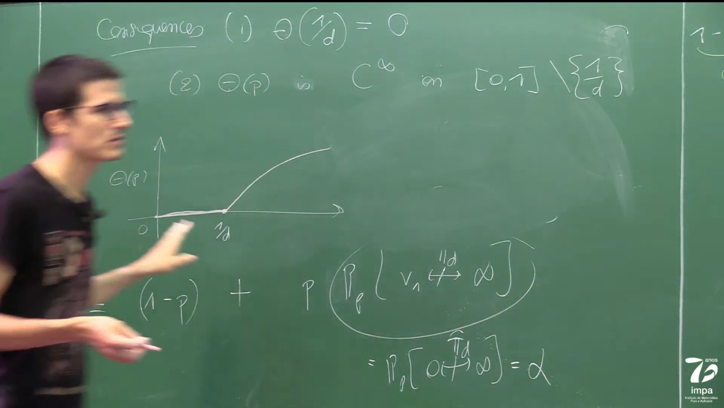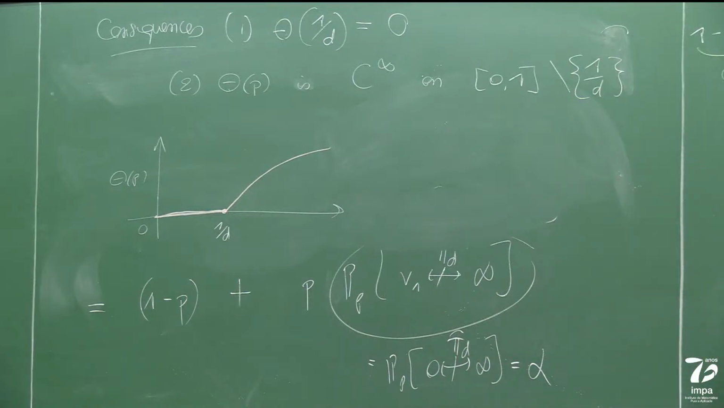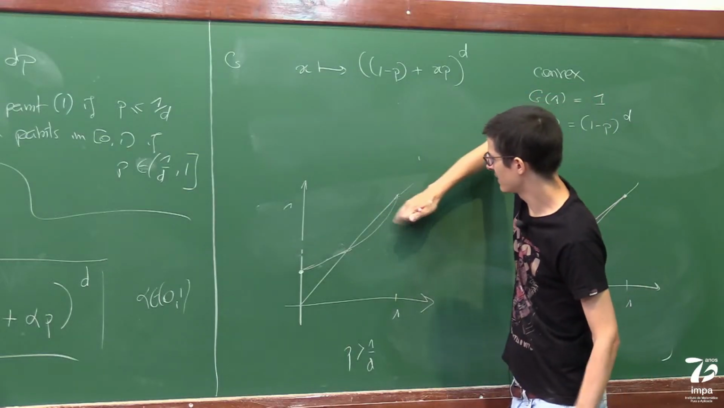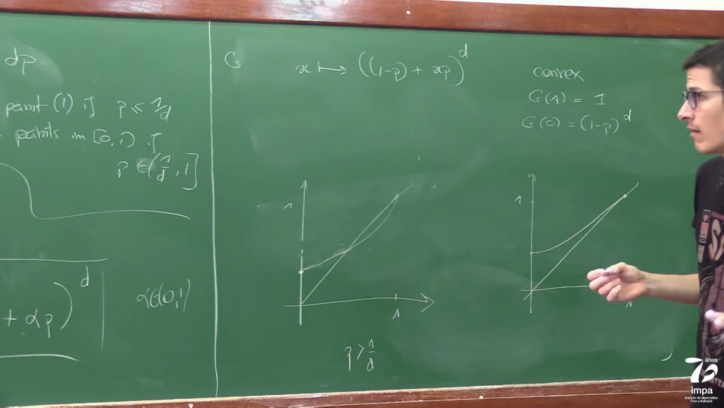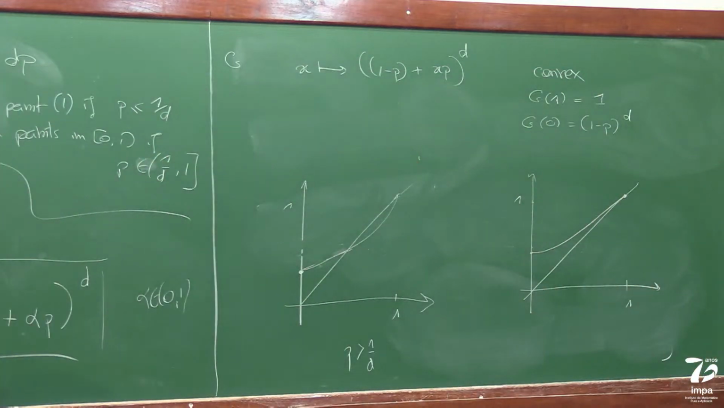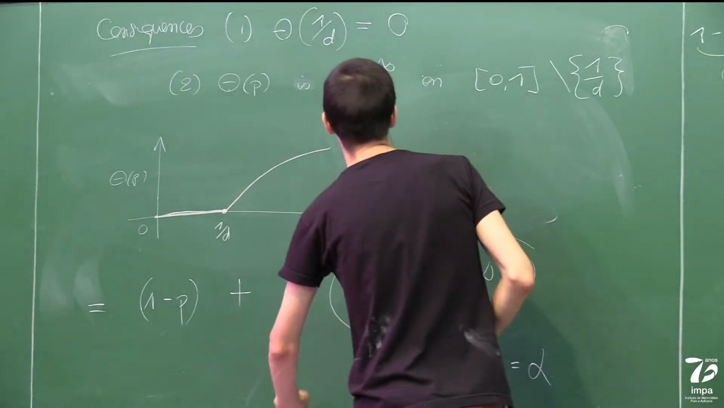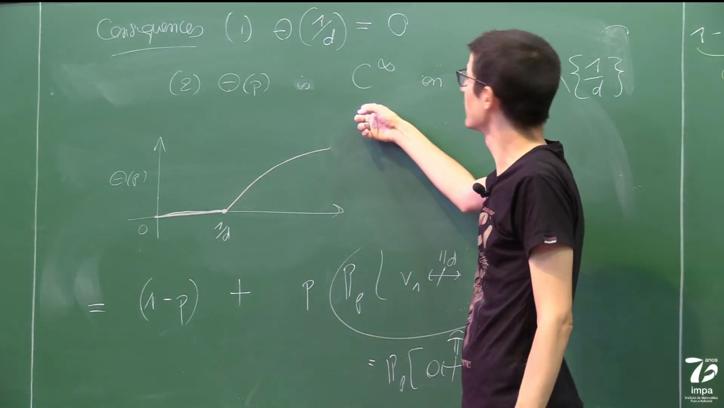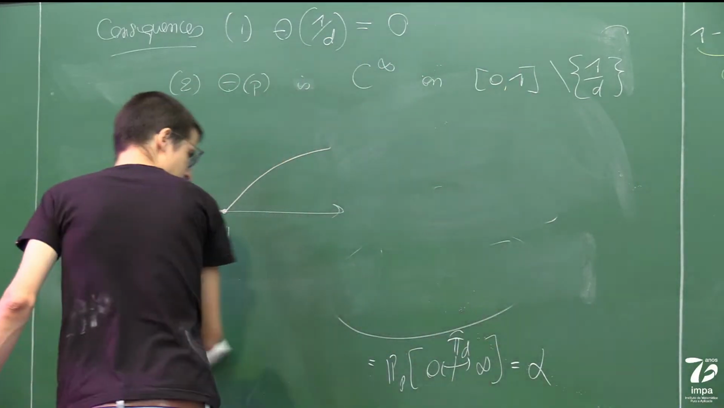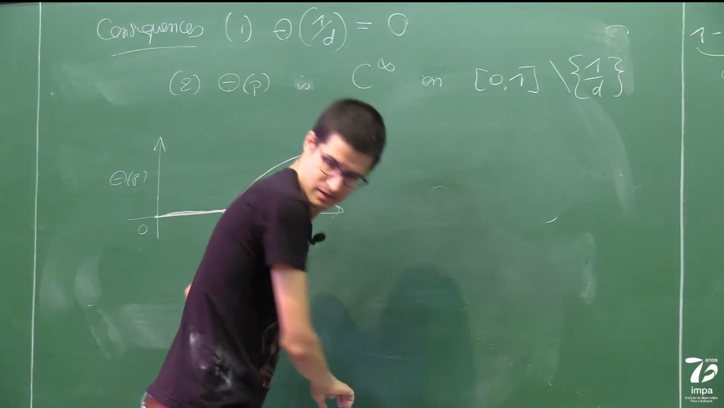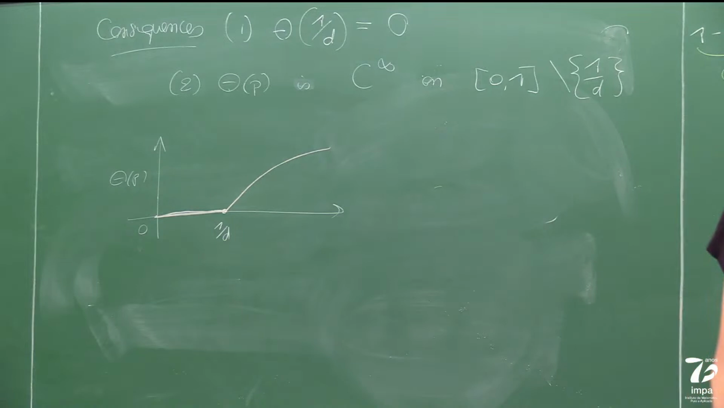The other thing that you can check using this equation is that when P gets really close to 1 over D, this second fixed point gets close to 1, and therefore theta P gets close to 0. So it's C infinity. And what will be an exercise will be to show that it's continuous at 1 over D. Let me check if there are any more things that I wanted to say about this. But I think this is pretty much it.